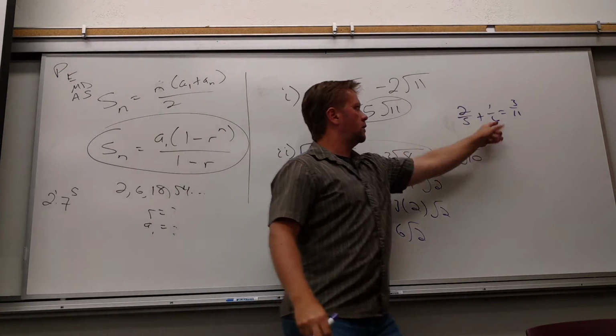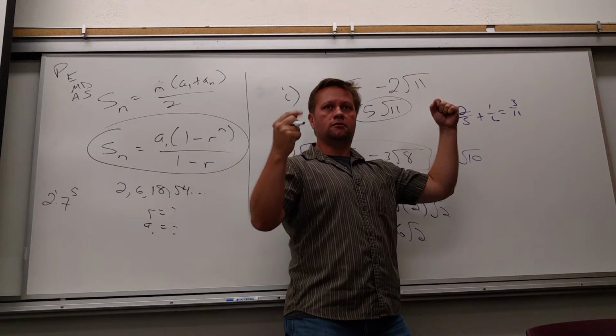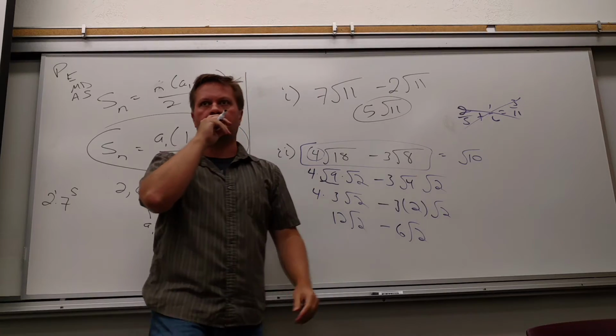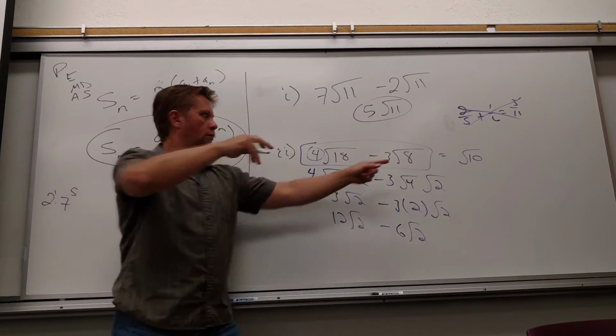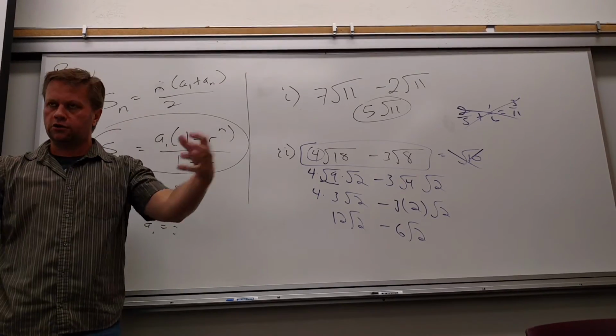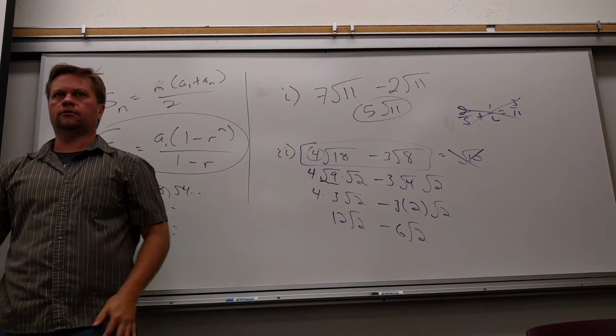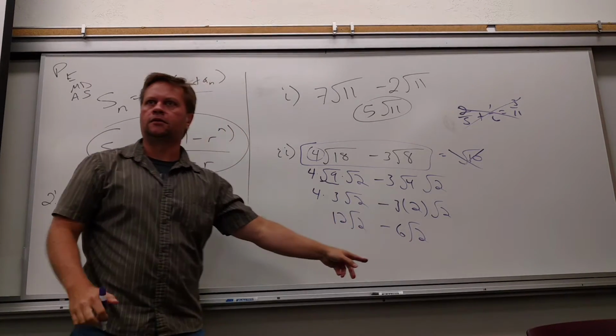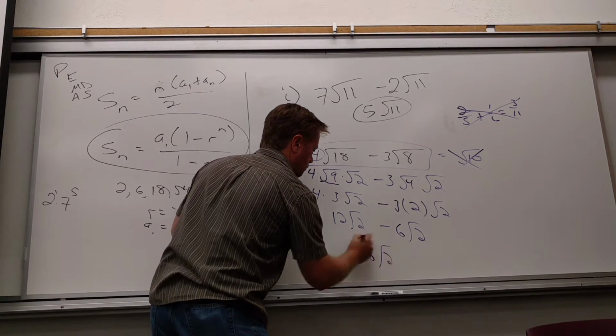Why can't I do this? Because these are not like terms. No good, please, don't write that down and say, my teacher said this. No. These are not like terms. How can you combine them? How can you consolidate them if they're not like? I got 12 of these minus 6 of these is 6 of those. Bam.